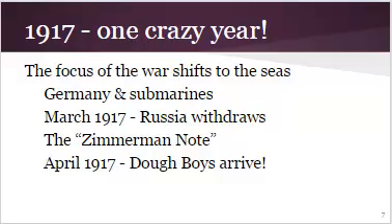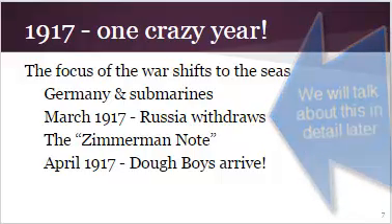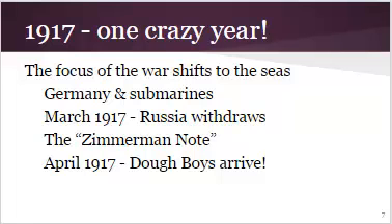In March of that year, Russia is going to withdraw. There's a lot of civil unrest. There's a lot of war-related shortages of food and fuel. Tsar Nicholas is going to have a lot of trouble. We're going to come into more detail about that later, but just know that Russia pulls out of World War I in 1917.